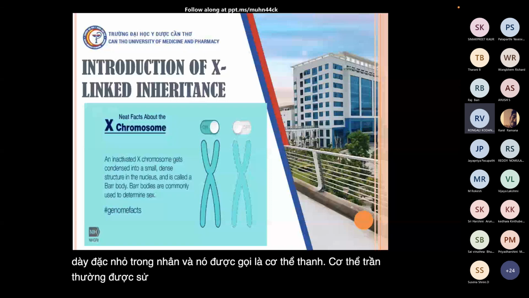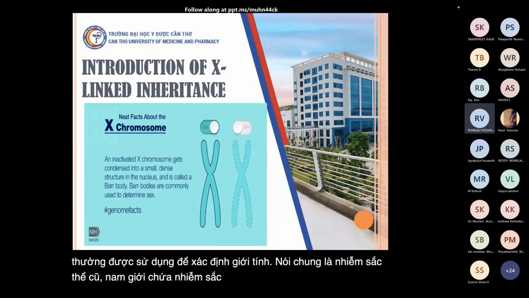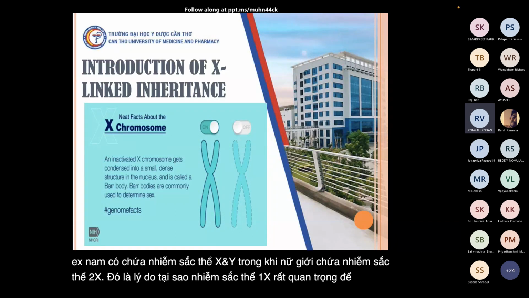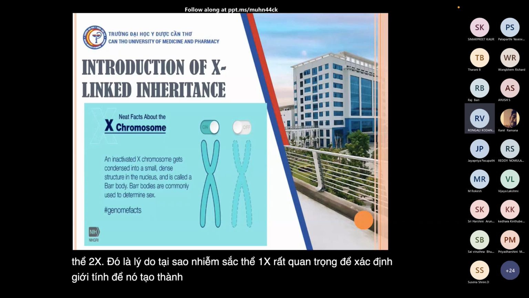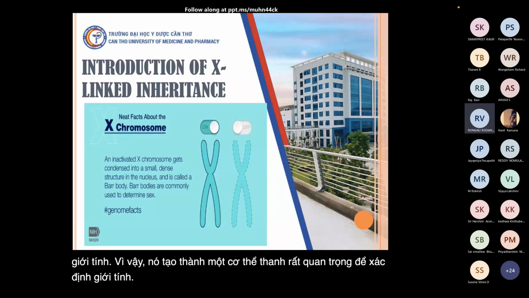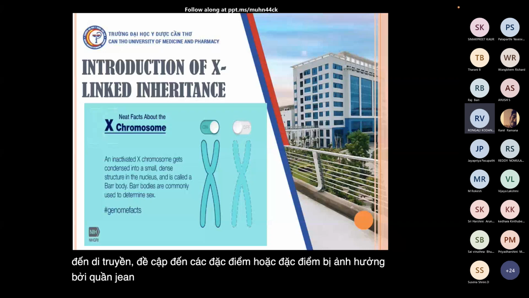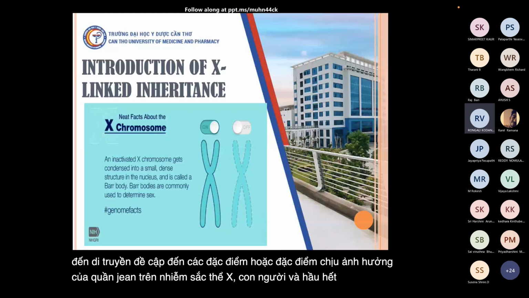Generally, males contain an X and a Y chromosome, whereas females contain two X chromosomes. That's why the X chromosome is important to determine the sex. So it forms a Barr body, which is important to determine the sex. X-linked, as related to genetics, refers to characteristics or traits that are influenced by genes on the X chromosome. Humans and most other mammals have two sex chromosomes, X and Y.